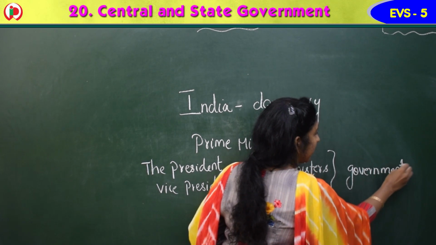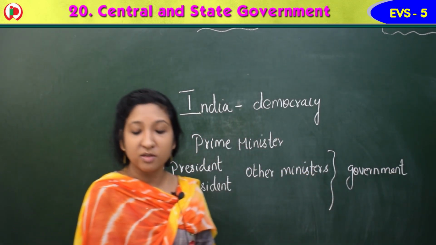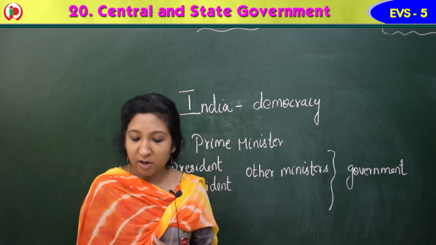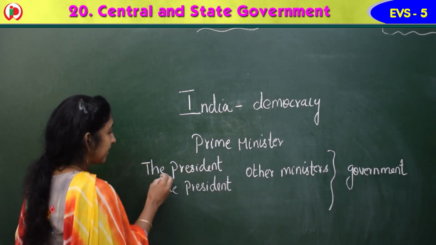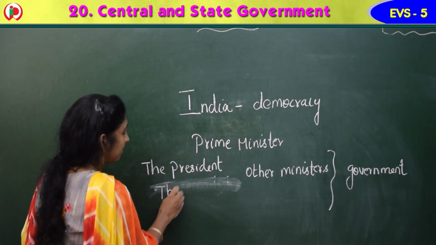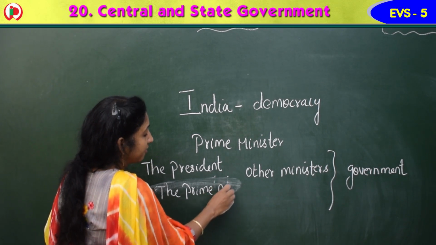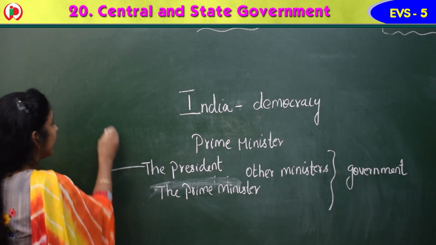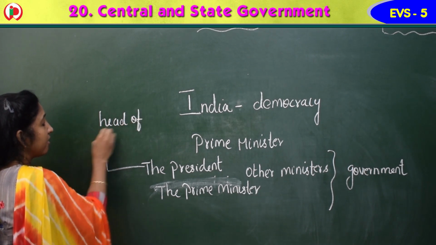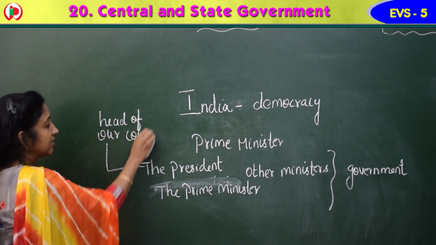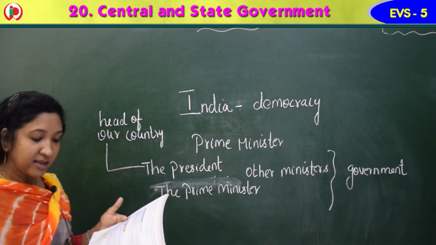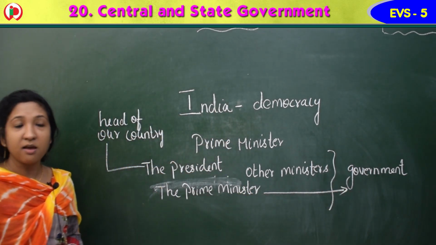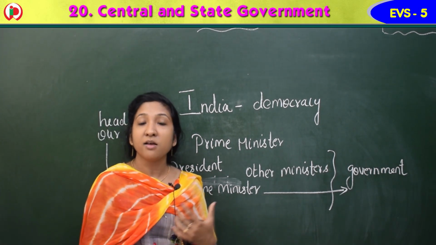These are the leaders. The President, Vice President and other ministers constitute a government. The Prime Minister is the powerful head of the government. So the President is the head of our country, India. And the Prime Minister is the powerful head of the government. So these all together constitute a Union Government.